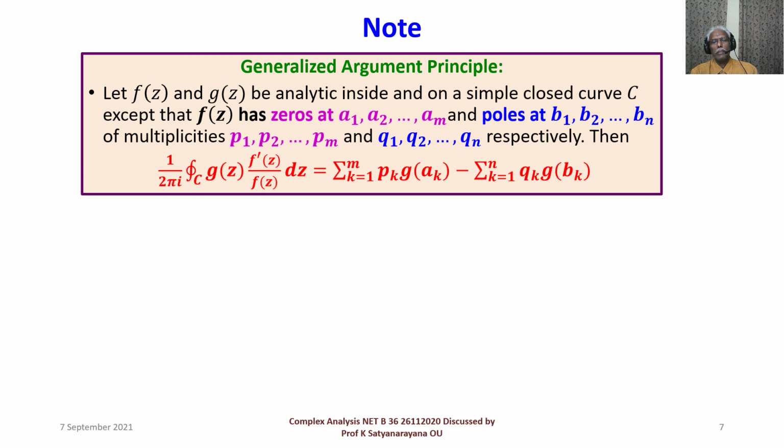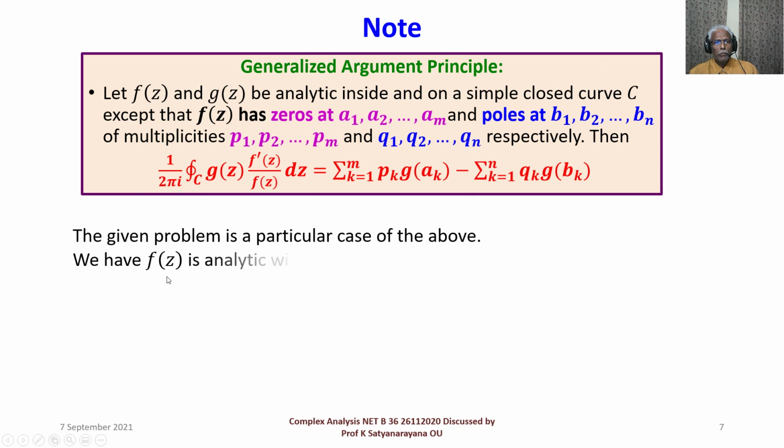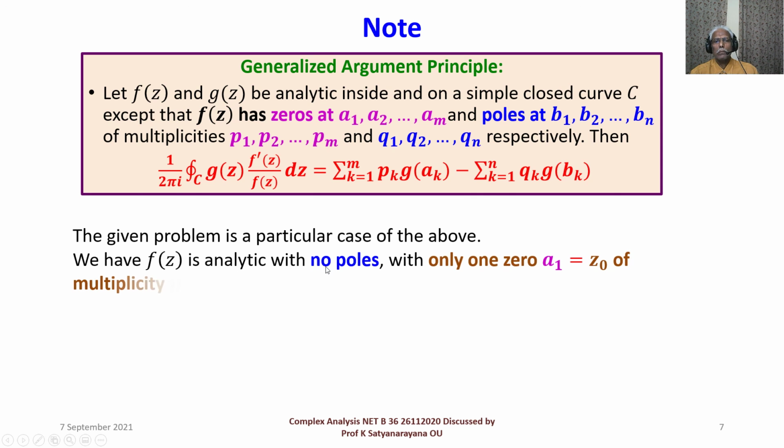But this theorem is very important. It allows many zeros and many poles with their respective multiplicities, and that is why it is called the generalized argument principle. And the given problem is a particular case of the above. We have f z analytic with no poles, with only one zero, that is a1 is equal to z0 of multiplicity p1, p1 is equal to q, and g of z is z to the power of p. So then you will get our answer as a particular case.